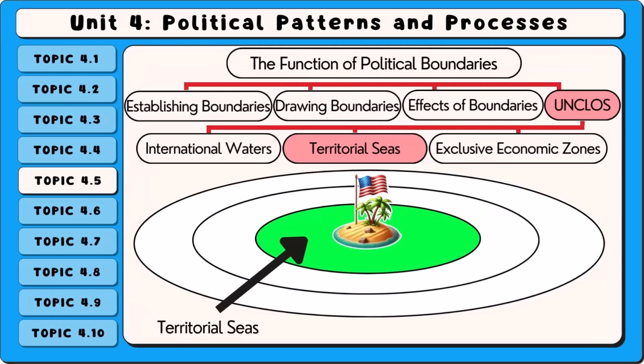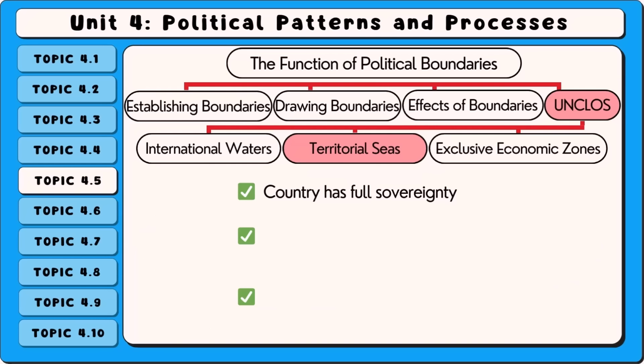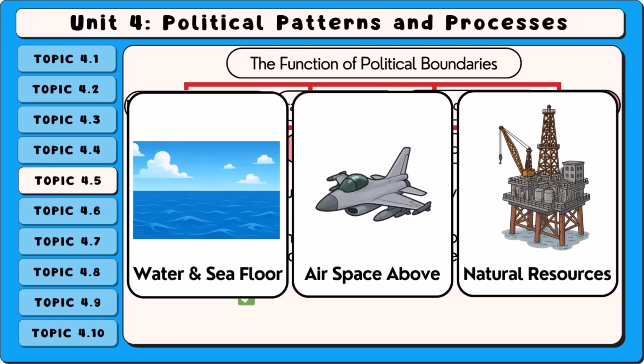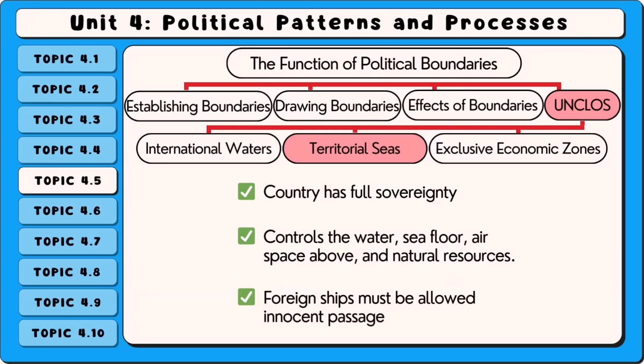Next, each coastal country has control over a territorial sea that stretches up to 12 nautical miles from its coastline. In this zone, the country has full sovereignty, similar to its land territory. It controls the water, seafloor, airspace above, and natural resources. Still, the Convention on the Law of the Sea requires that foreign ships be allowed innocent passage, meaning they can travel through without causing harm or disruption.